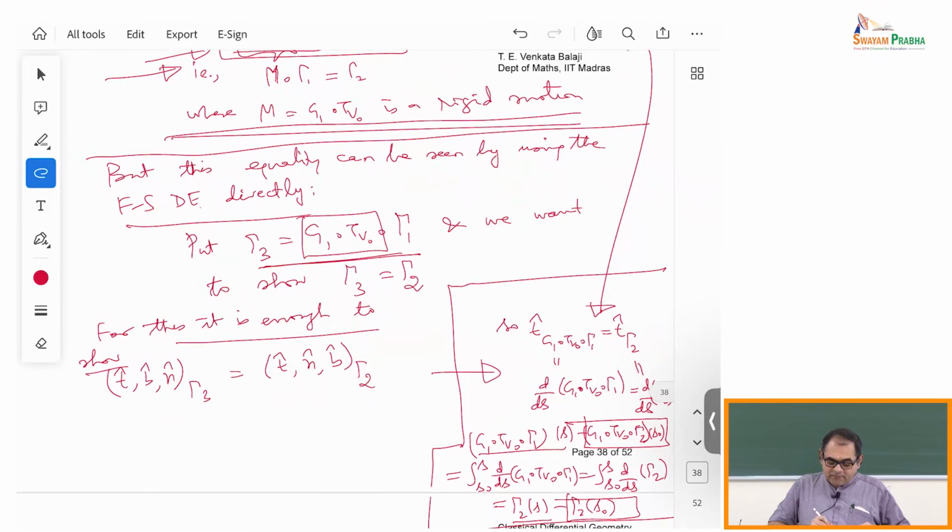Okay, so that initial condition has already been fixed. I mean, that is the reason why this g1 circle tv naught, that particular rigid motion, was used. So you see here, I have to just show that these two are equal. But you see, what does this mean?